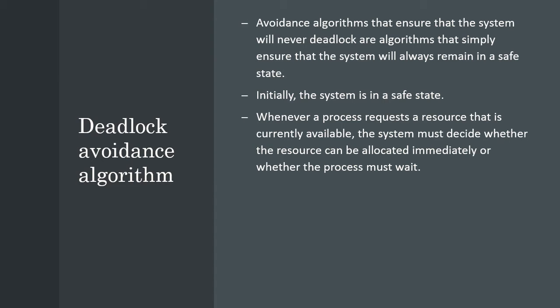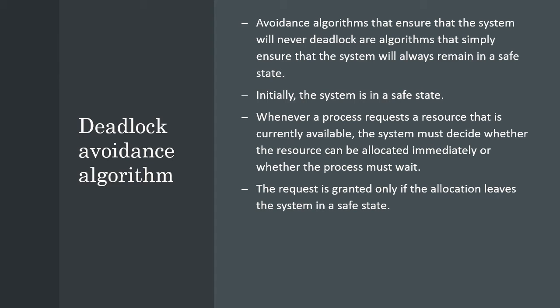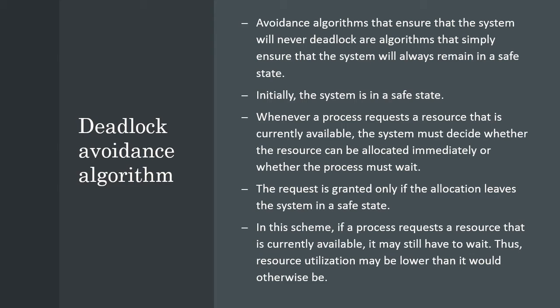Whenever a process requests a resource that is currently available, the system must decide whether the resource can be allocated immediately or whether the process must wait. The request is granted only if the allocation leaves the system in a safe state. In this scheme, if a process requests a resource that is currently available, it may still have to wait. Thus, resource utilization may be lower than it would otherwise be.